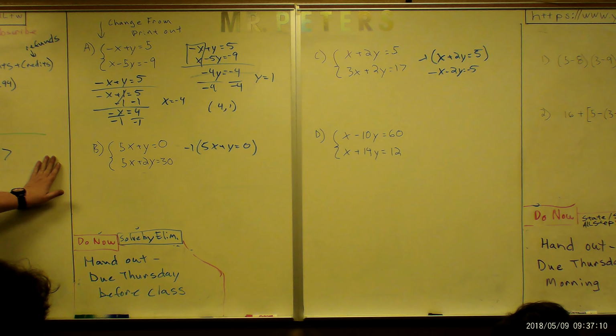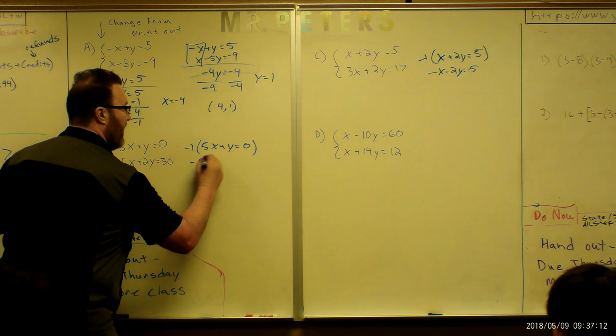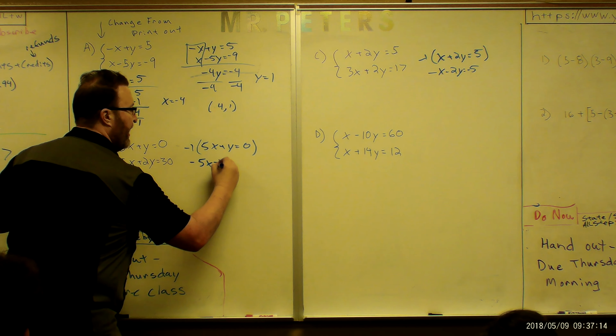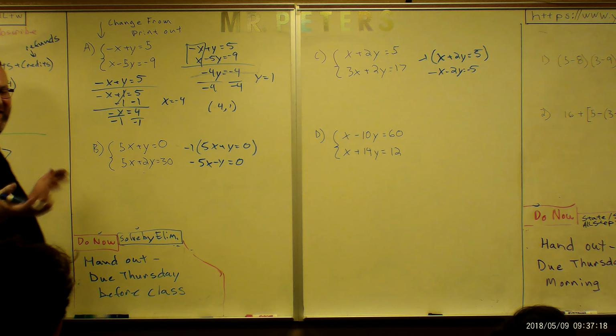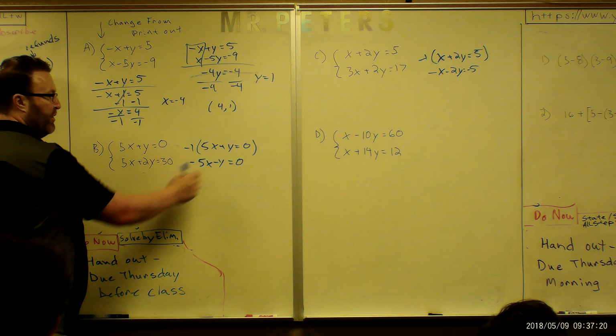Okay, tell me the answer. What do I do? It's negative 5, negative y, equals 6. Negative 0? No, 0. Doesn't matter. Okay, we're done with this one, right?